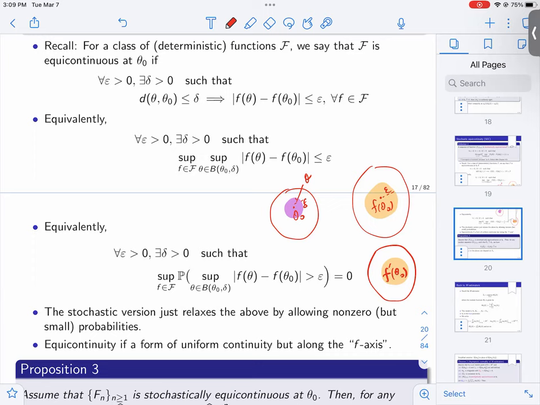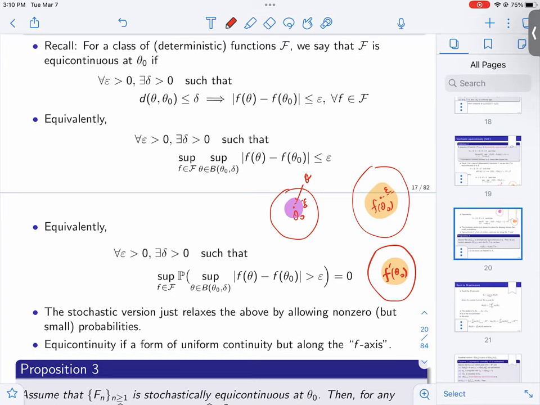So that's equicontinuity. Is that even stronger? Is that almost everywhere? No. At this point, everything is deterministic. I'm just rewriting it, the class of functions is deterministic. Okay.